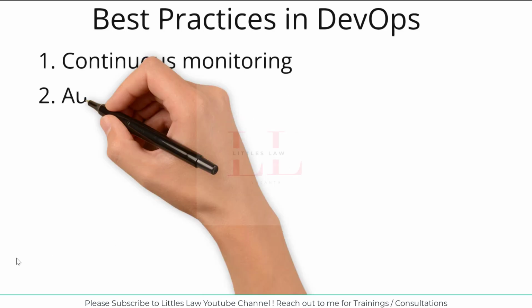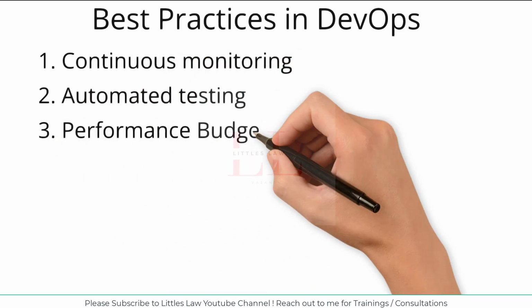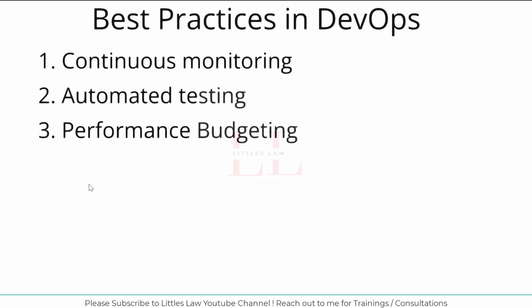So when I talk about the best practices, the first thing is continuous monitoring, where we have to integrate the monitoring tools into our DevOps pipelines to track the resource load time in real time. And then the second part, which is automated testing, where we have to use automated tests to detect the regressions in resource load times during deployment. And then the performance budgeting, where we have to set the performance thresholds for resources and fail builds if these thresholds are exceeded.